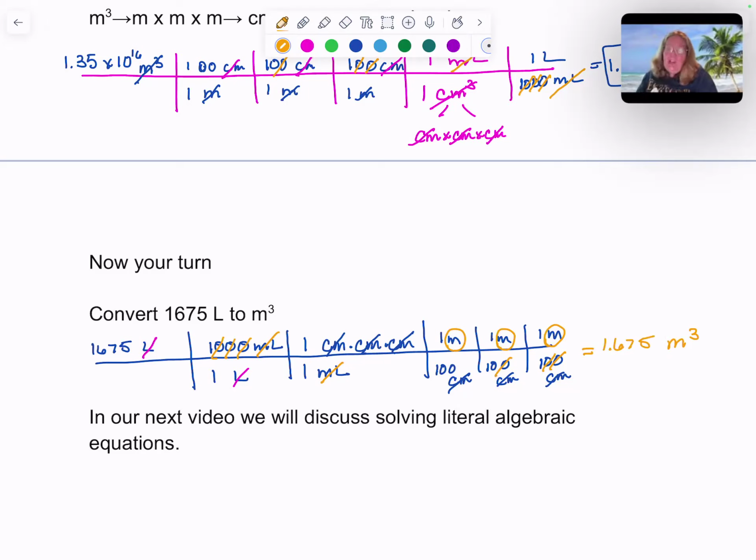I hope this helped with squared and cubed units. They really are simple. You just have to remember to do them again and again. In our next video, we're going to talk about solving literal algebraic equations, and the one after that will probably be significant figures. We're going to finally get to that. Remember, you can watch these videos in any order, but just remember sig figs always matter in chemistry.